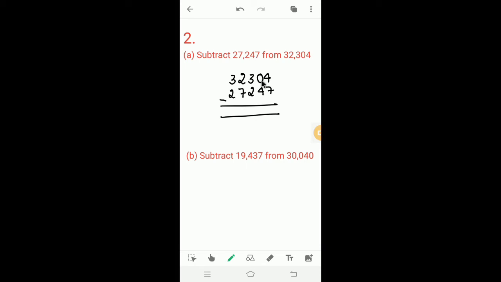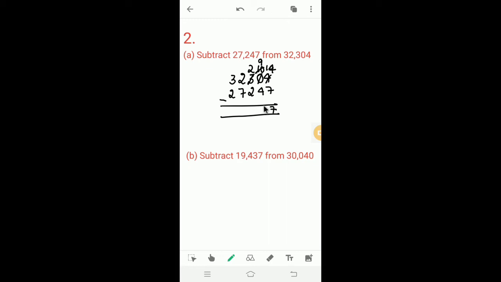Here next number is 0, so we can't borrow. So we go for a next number. The next number is 3. If we borrow from 3, then 3 becomes 2, and here 0 becomes 10. Now we can borrow from 10. 10 becomes 9, and here 4 becomes 14. 14 minus 7 is how much? 14 minus 7 is 7.